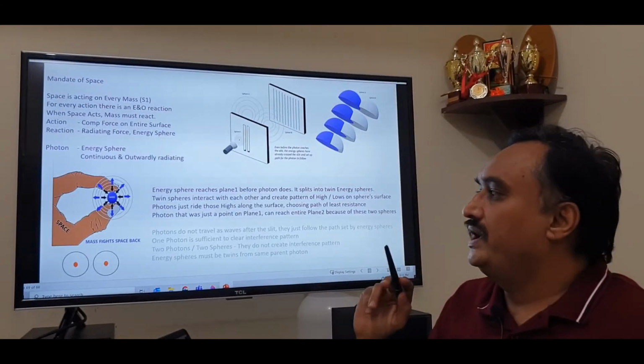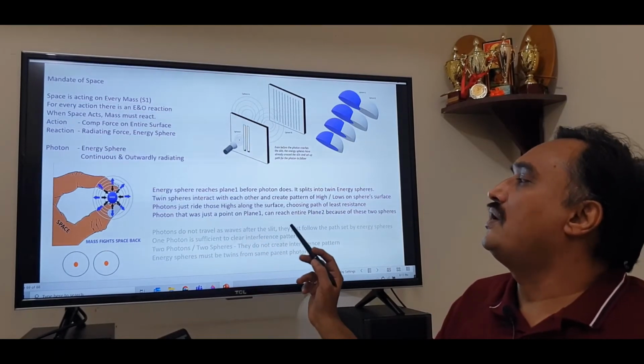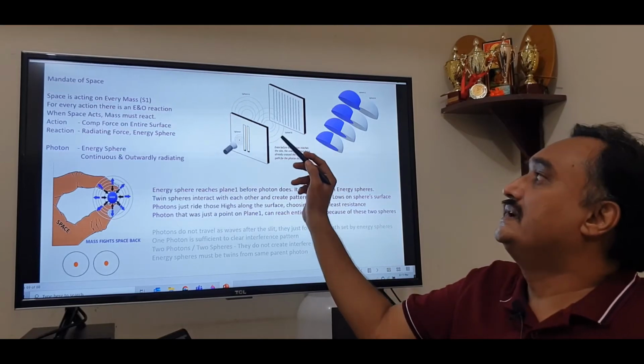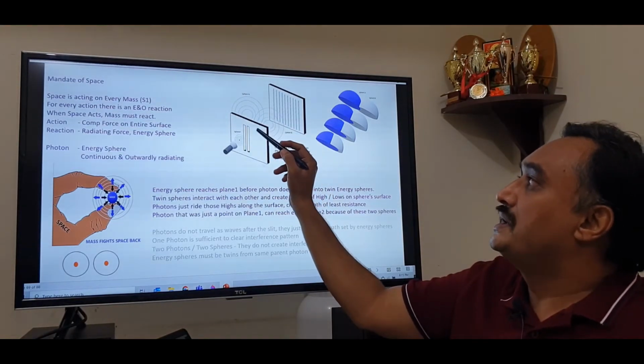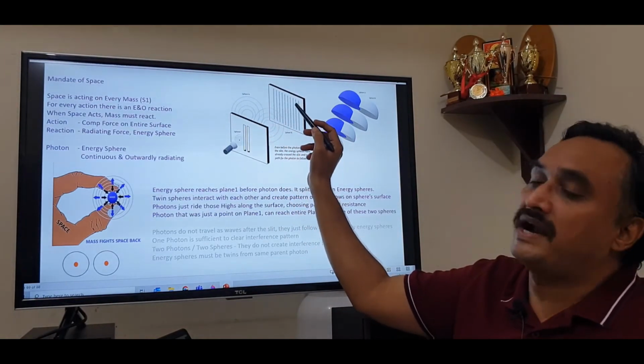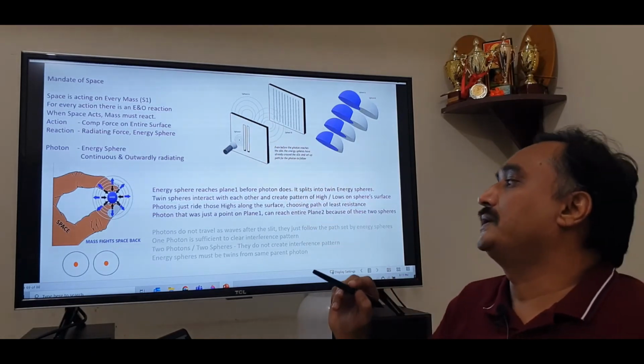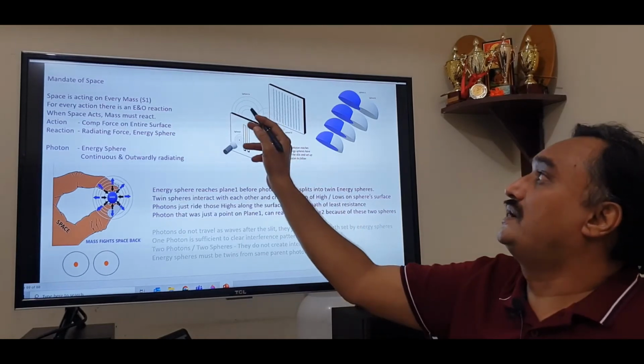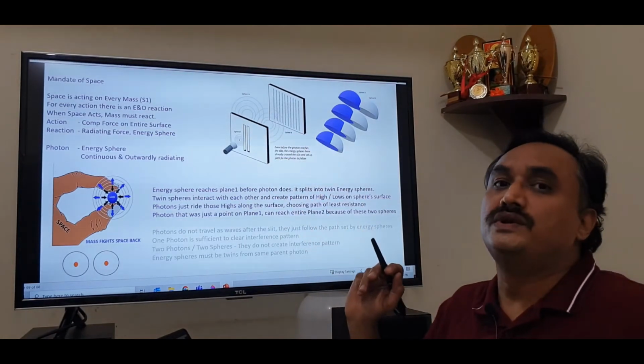So what we have seen here is that the photons do not travel as a wave after the slit. It is just that the energy spheres prepare an interference pattern for the photon to follow, and that just one photon is sufficient to create these two interference patterns.